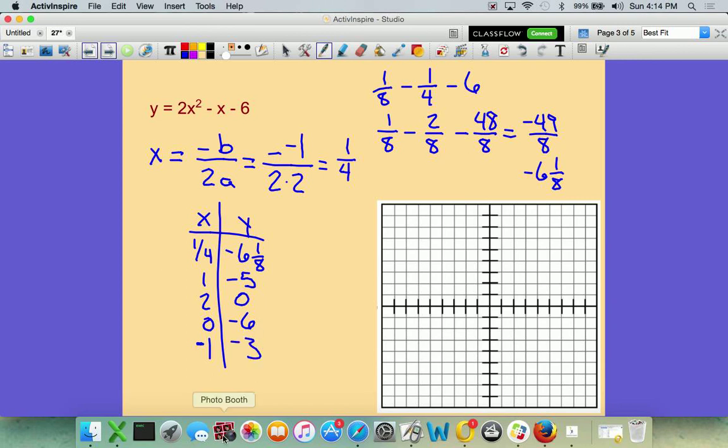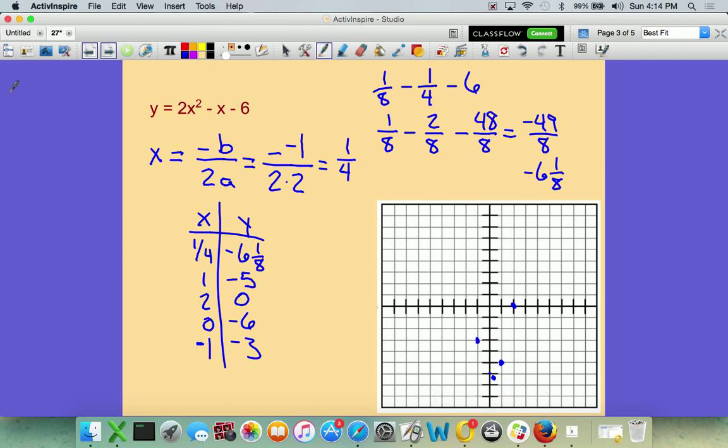So now, if we throw these on the graph, we've got a positive 1/4 down a little over 6. So you're going to have to kind of guess there about where the vertex is. But the rest of them we can be spot on. So 1, 2, 3, 4, 5, 2, 0, 0, -6, and -1, -3.